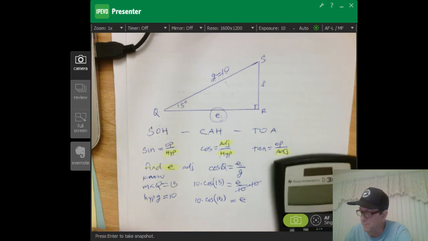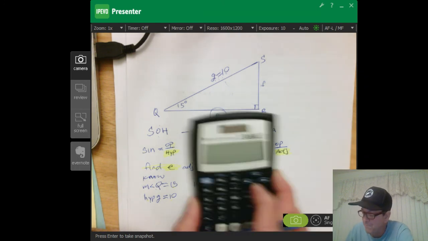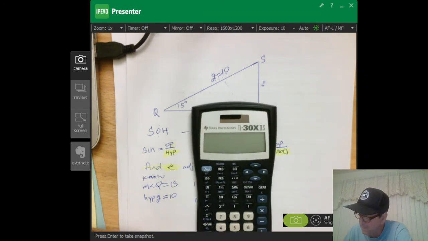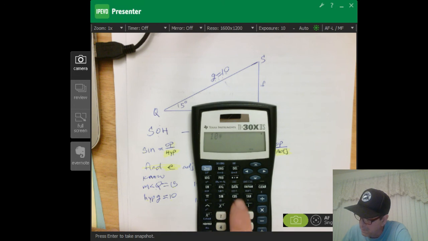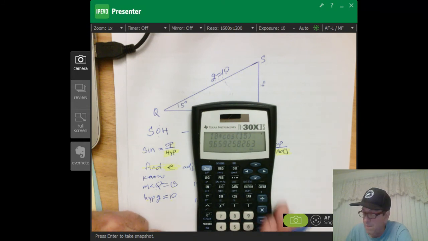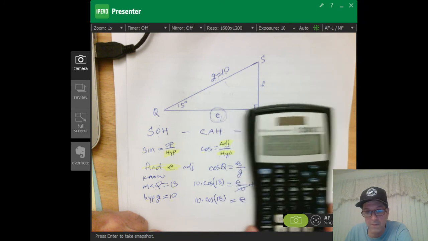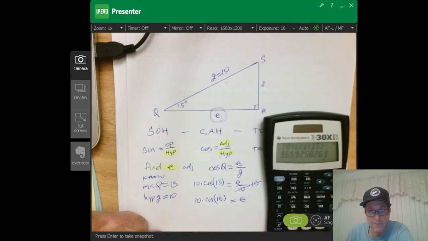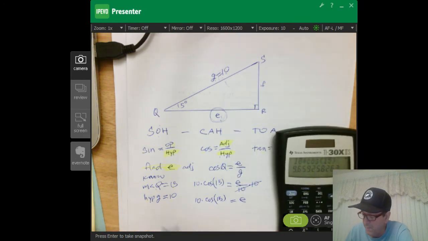And from here, it's just a matter of using your calculator. So we're going to go 10 times the cosine of 15 degrees. Calculate it, and we get 9.659. Now what I'm going to do is I'm going to round this one off. I should have said this at the beginning. Let's round this one off to the nearest whole number.